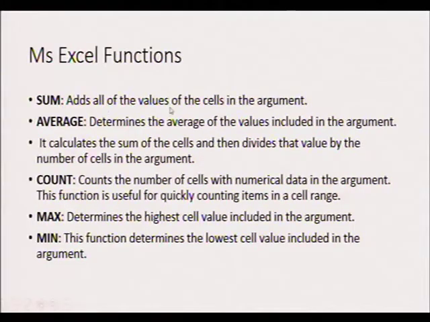Like I said, sum is used if you're adding values found in a number of cells. Average determines the average of values included in an argument or number of cells. Count is when you are not counting the values in the cells, but rather the number of cells. Maximum determines the highest value in a range of cells, and minimum determines the minimum value in a range of cells.